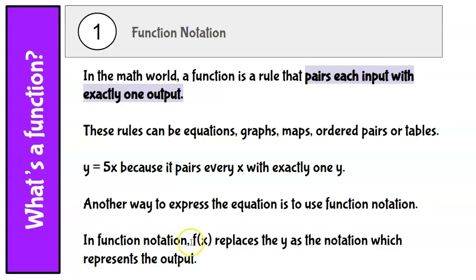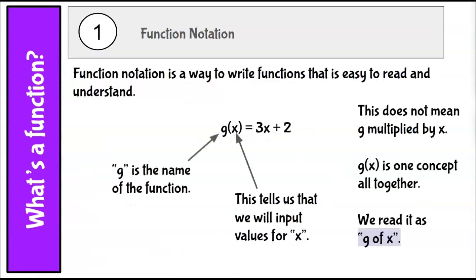In function notation, f of x, or it could be g of x, or y of x, or m of x, this notation right here replaces the y as the notation which represents the output. Function notation is a way to write functions that's easy to read and understand. So this is the way that we write functions right here.